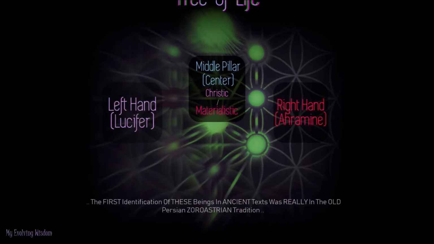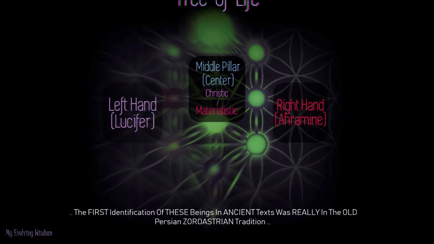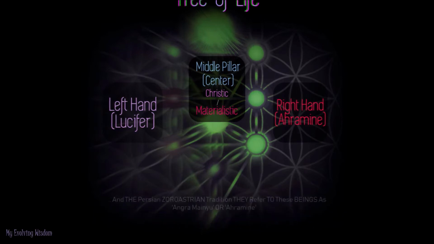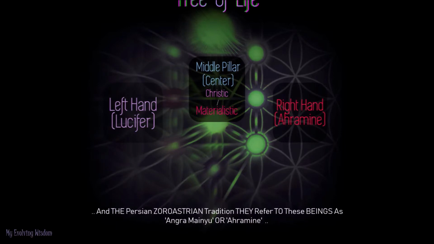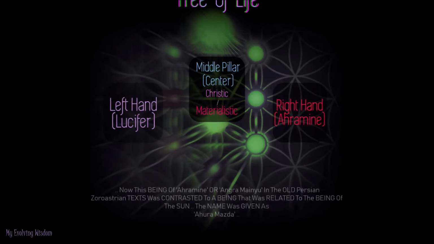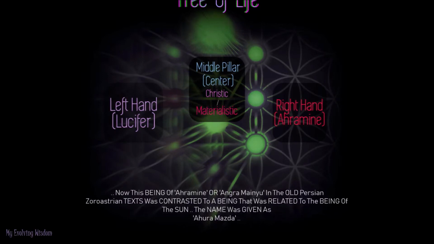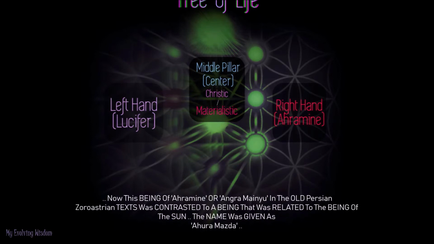The first identification of these beings in ancient text was really in the old Persian Zoroastrian tradition. In the Persian Zoroastrian tradition, they referred to these beings as Angra Mainyu or Ahriman. Now this being of Ahriman or Angra Mainyu in the old Persian Zoroastrian text was contrasted to a being that was related to the being of the sun.